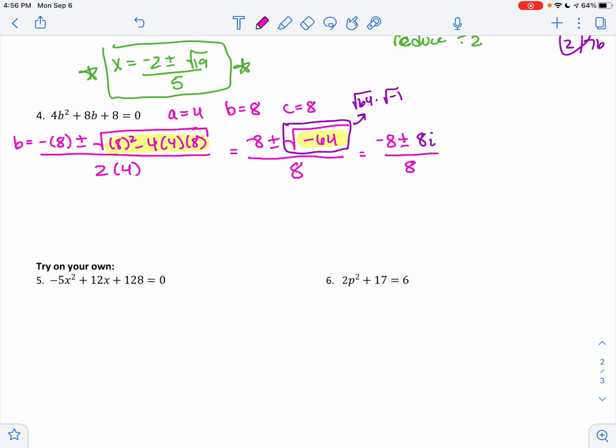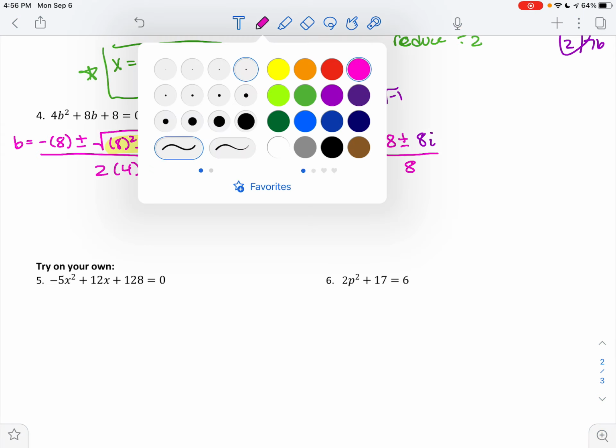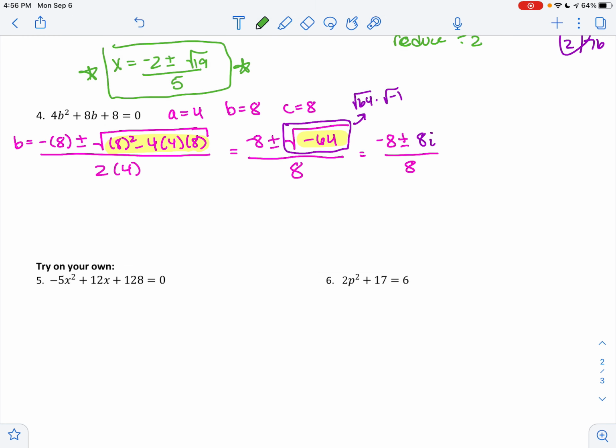All 3 of these numbers can be reduced by 8, so I am going to reduce by dividing by 8. Negative 8 divided by 8 is 1. Positive 8i divided by 8 is 1i, so I could just leave that as i. 8 divided by 8 is 1, and anything divided by 1 is itself. So my answers are 1 plus or minus i. Remember that there are two solutions here, 1 plus i and 1 minus i.